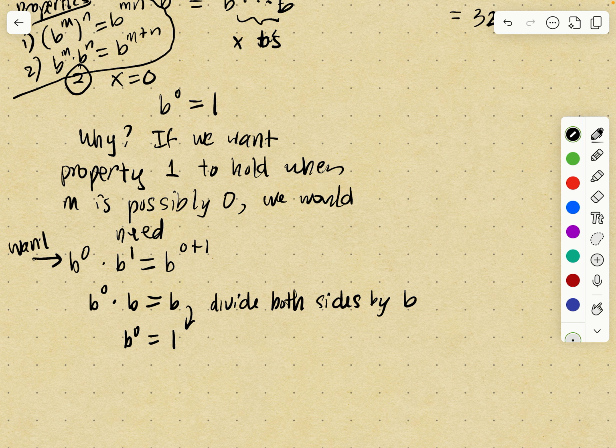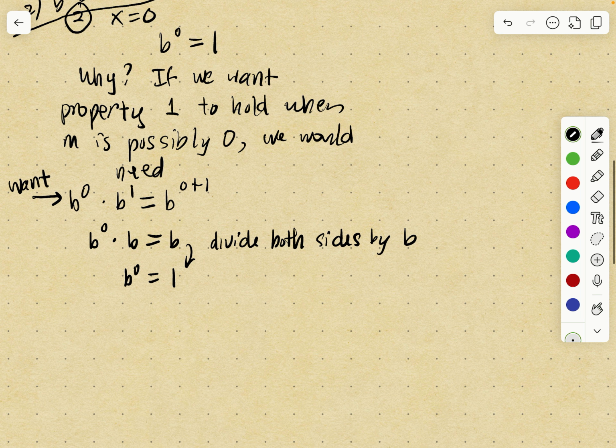So you want it to be the case that b to the 0 times b to the 1 is equal to b to the power 0 plus 1. And if that were the case, then that would imply that b to the 0 is 1. And so that's why we define b to the 0 power to be 1, in order to have this nice property. Okay, so that's when x is 0. Now the next step is to define it when x is a negative integer.